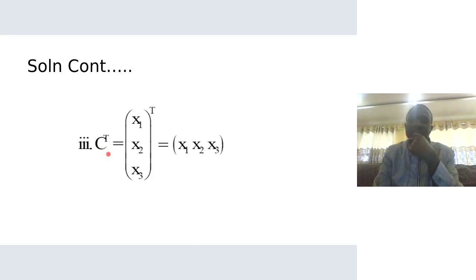So matrix C has X1, X2, X3 as one column. Now, if we interchange the column with the row, its transpose will be X1, X2, and X3 as a row. So that is the transpose of a matrix. Remember, to get the transpose, you simply interchange the rows and the columns. And when we move to our discussion forum, we will do that further.